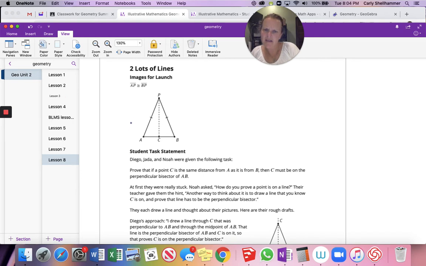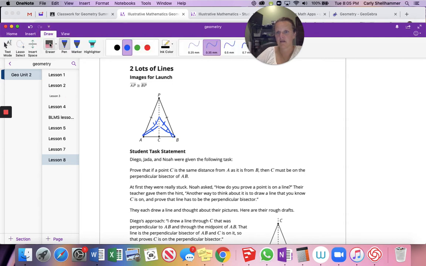So here it looks like I have an isosceles triangle because these two are equal. Therefore, the two angles are equal, okay? When the two sides are equal, we know that the two base angles are equal. That's just the definition. Diego, Jada, and Noah were given the following task. Prove that if a point C is the same distance from A as it is from B, then C must be on the perpendicular bisector of AB. That means like I could draw any point, and as long as these are equal, they're going to be on the perpendicular bisector. Let me erase that because we don't want to do that yet.